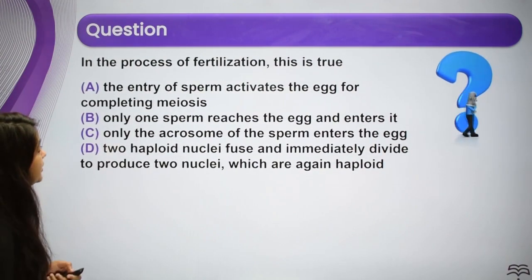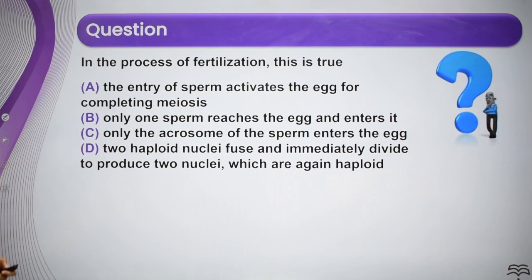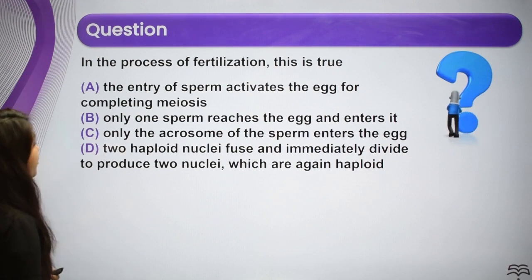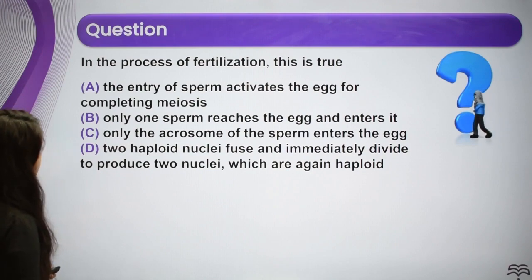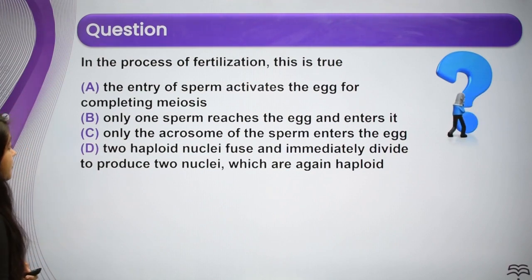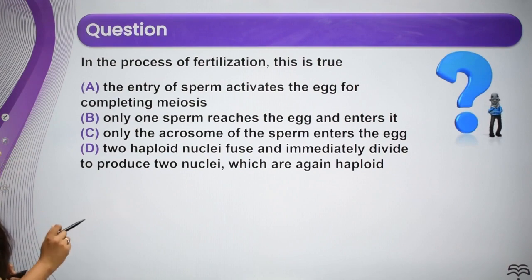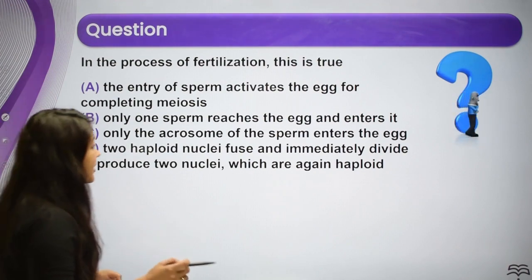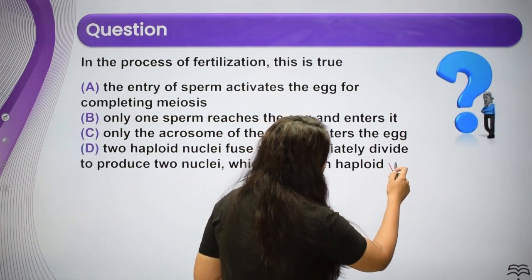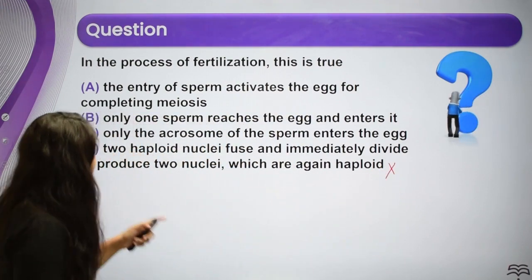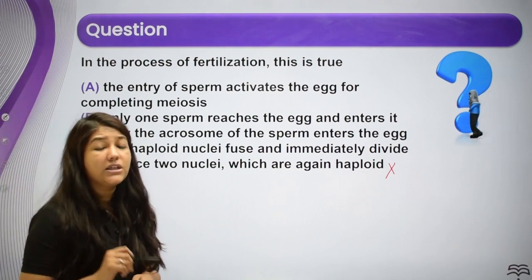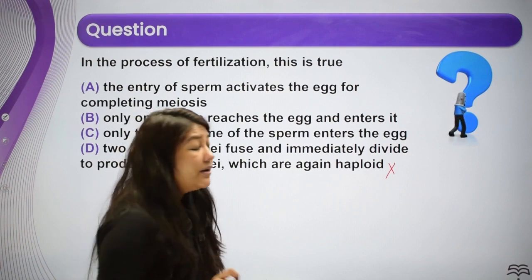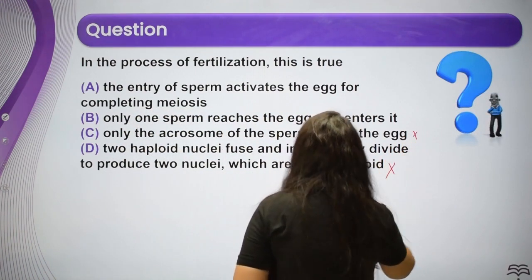Now, in the process of fertilization, this is true: A, the entry of the sperm activates the egg for completing meiosis. B, only one sperm reaches the egg and enters it. C, only the acrosome of the sperm enters into the egg. D, two haploid nuclei fuse and immediately divide to produce two nuclei which are again haploid. Right? The last statement can be clearly eliminated. C पे आएंगे, only the acrosome of the sperm enters the egg. Now in case of humans, the entire sperm enters the egg. So again, ये भी गलत हो गया.